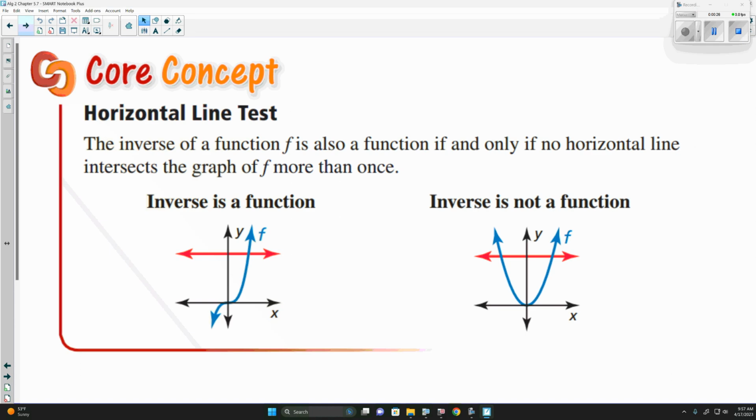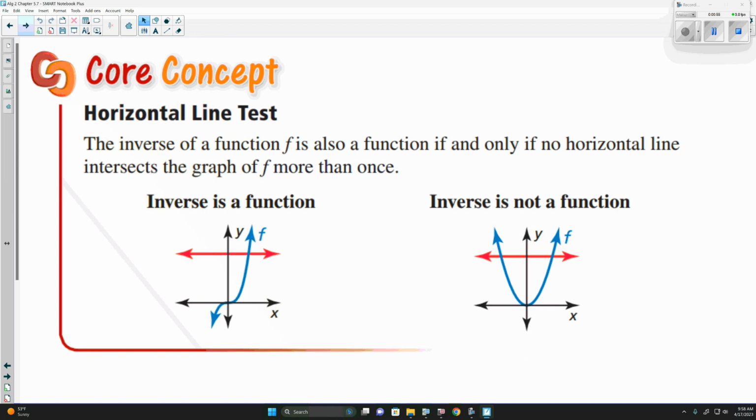What we're looking at today are inverses. The inverse of a function f is also a function if and only if no horizontal line intersects the graph in more than one point. So if we can draw a horizontal line and it intersects the graph in more than one point, then it does not have an inverse, or more importantly, the inverse is not a function. It can still have an inverse, but the inverse is not a function.